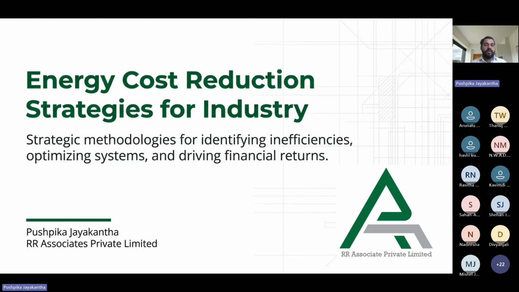So now we'll move from theory to practical energy performance improvement strategies. This session focuses on identifying where energy is consumed and how organizations can systematically reduce energy costs through operational improvement and technological updates.